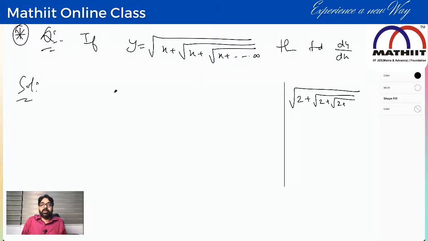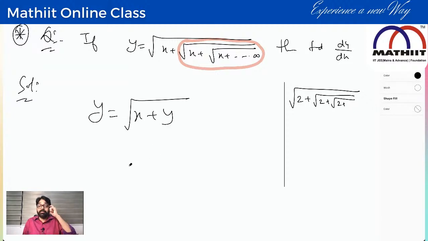Okay, so what will we do? First thing, we'll try to write this expression in a finite form. So y equals this, and this much is also y, we can say. So we can say y equals root over x plus y. Question over. Square both sides, you will get y square equals x plus y.